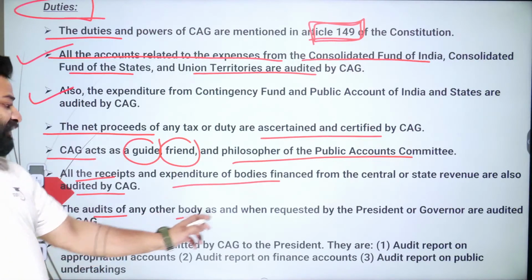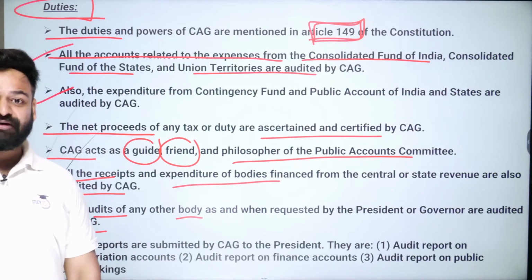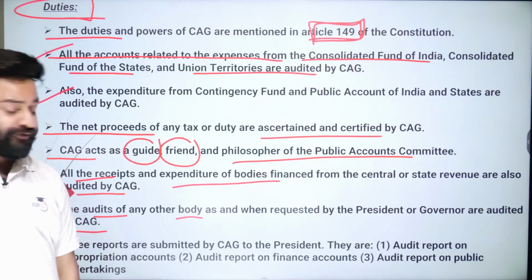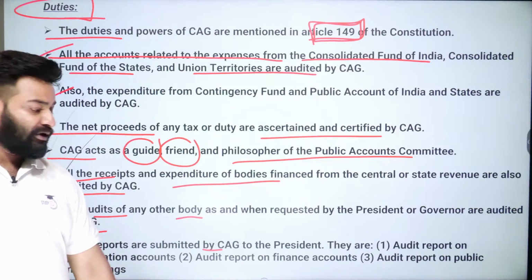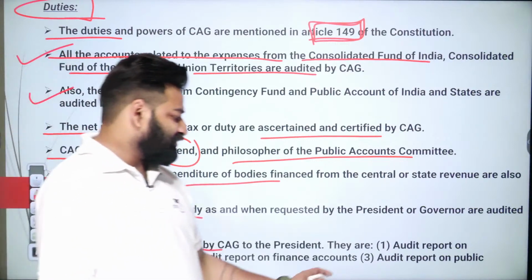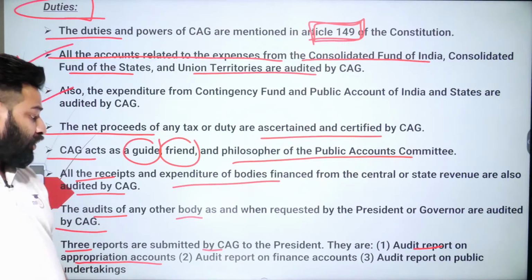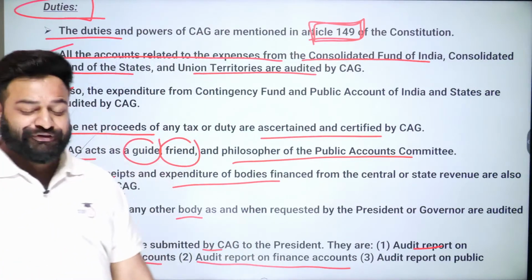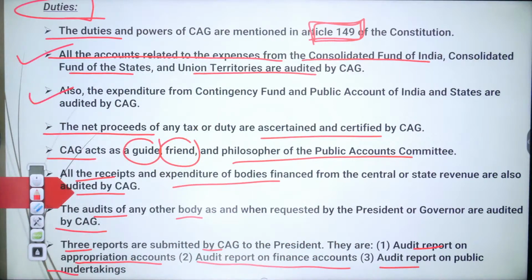The audits of any other body, when requested by the president or governor, are conducted by the CAG, maybe a private or public body whatsoever. Then three reports are submitted by the CAG to the president. What are these reports? They are audit reports on appropriation accounts, audit reports on finance accounts, and audit reports on public undertakings.